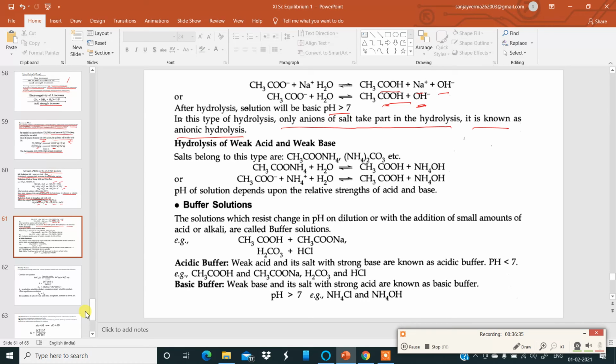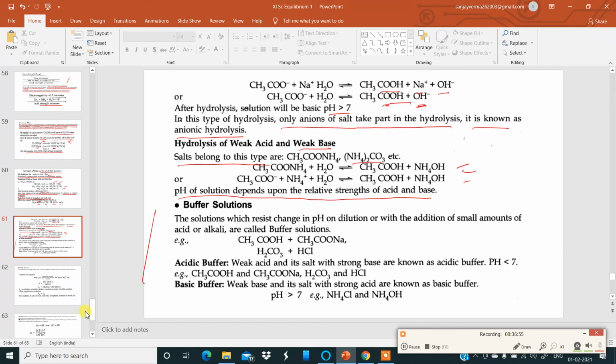Now, hydrolysis of salts of weak acids and weak bases. Salts belonging to this type are ammonium acetate, ammonium carbonate, etc. So it is done over here. Ammonium acetate, ionizing, equilibrium. The pH of solution depends upon the relative strength of the acid and the base.